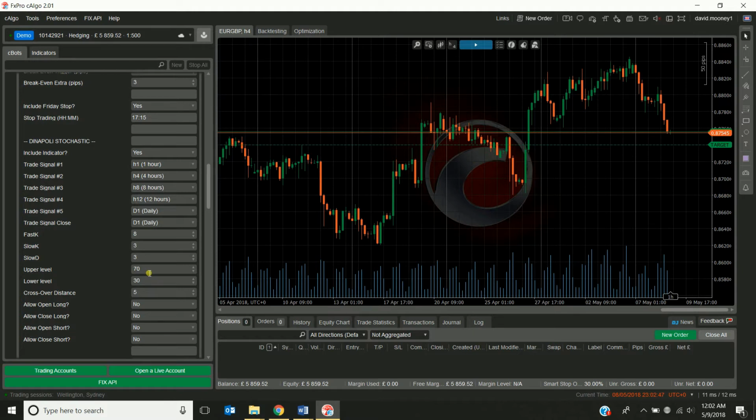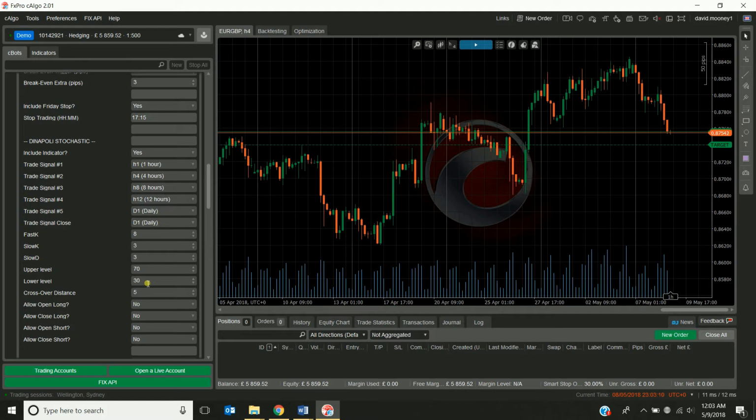So when I load up the indicator, you should hopefully be able to see on there what I mean by these overbought and oversold levels. So the upper level is the overbought and the lower level is the oversold. So when these are in place, that means that the indicator will only open trades outside of these areas.